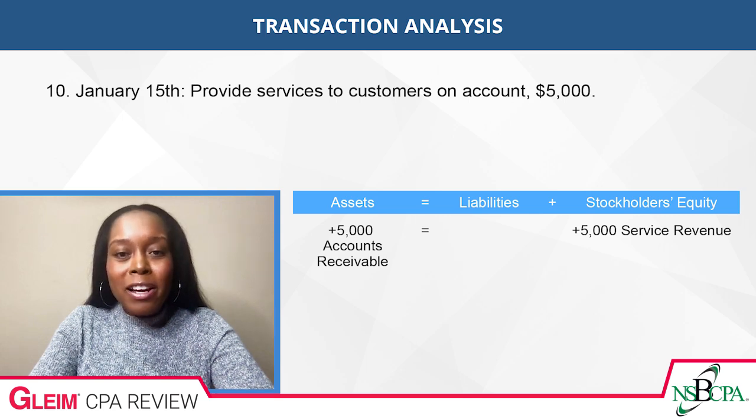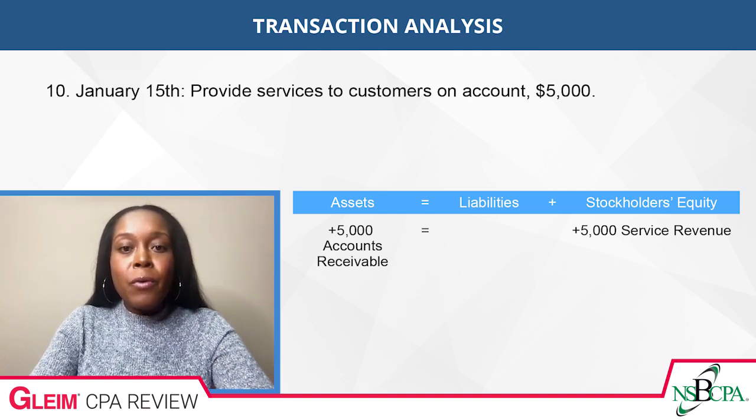Now we have more customers again on January 15th. But this transaction number 10 is different than number 9. Here, we provide the services on account. That means that the customers did not pay us. The account that we use to keep track of amounts customers owe us is called accounts receivable, which is an asset. We show the increase to accounts receivable here under assets.